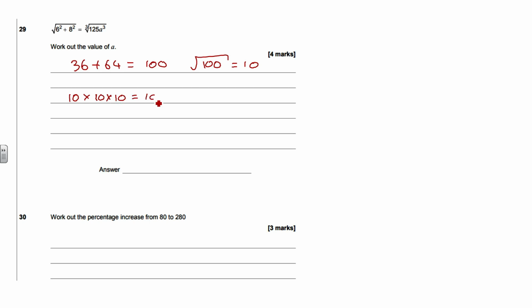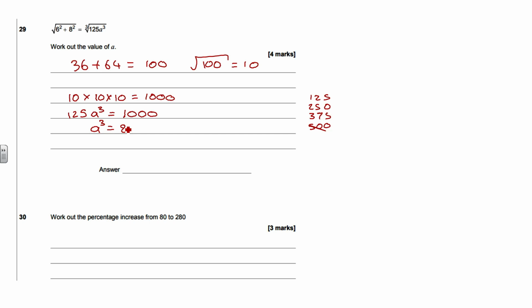is 1,000. So I know that 125 times the cube of whatever a is has to make me 1,000. So how many 125s make me 1,000? So 125 and 125 is 250, and another 125 is 375, and another 125 is 500. So 4 make 500, 8 125s make 1,000. So a cubed must therefore be 8, because I need to do 125 times 8 to make 1,000.